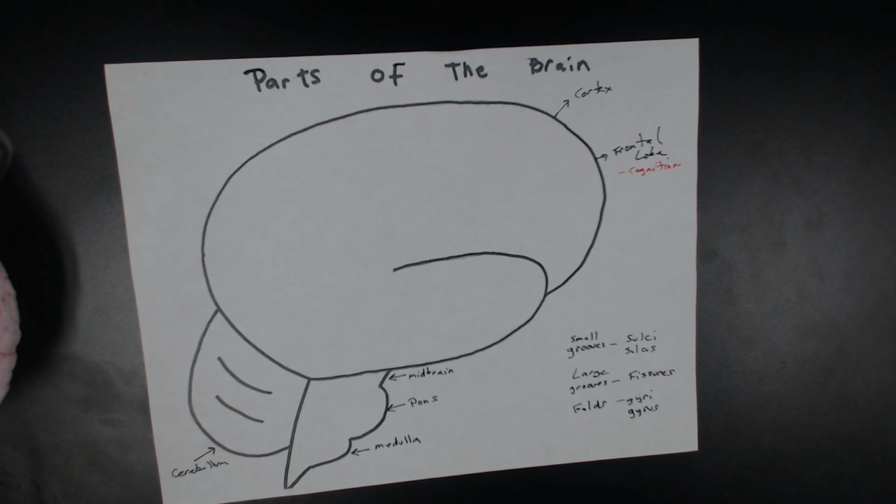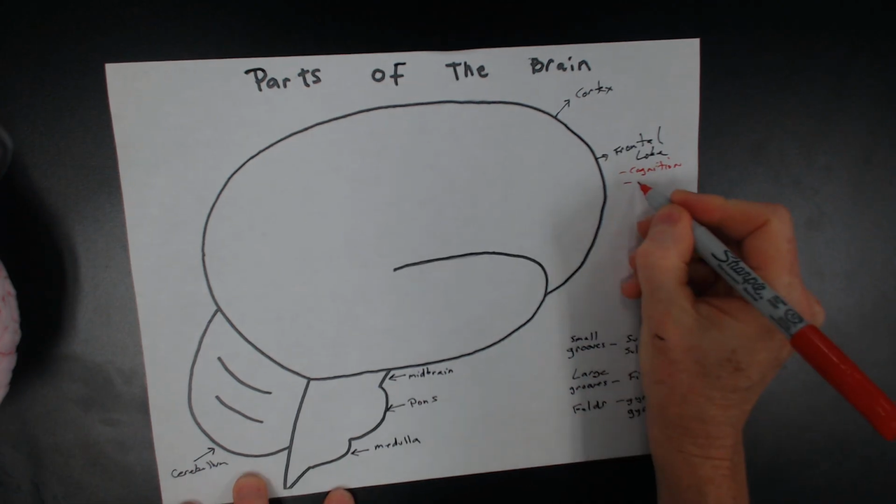There's going to be a really important function that has to do with physical therapy that's located in the frontal lobe. Motor. Yeah, motor activity. Right.